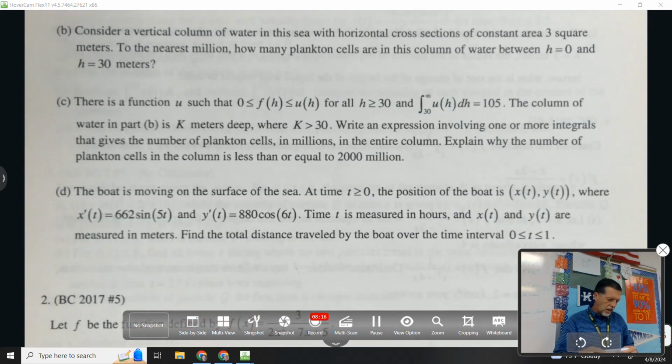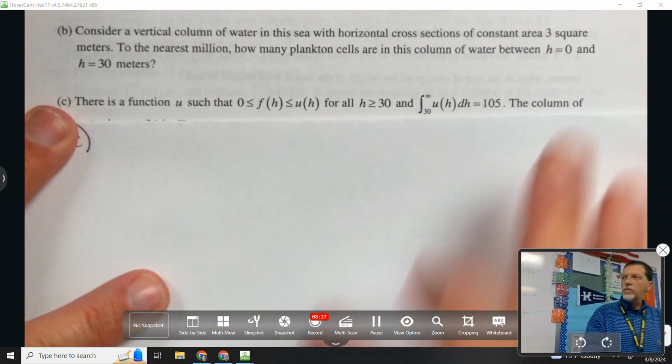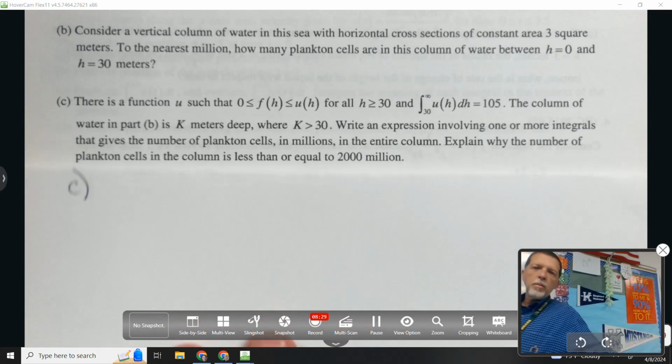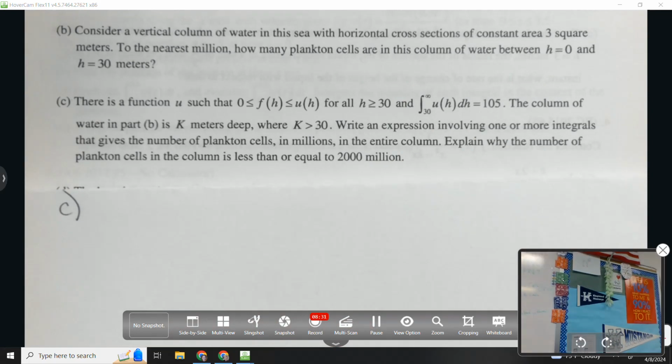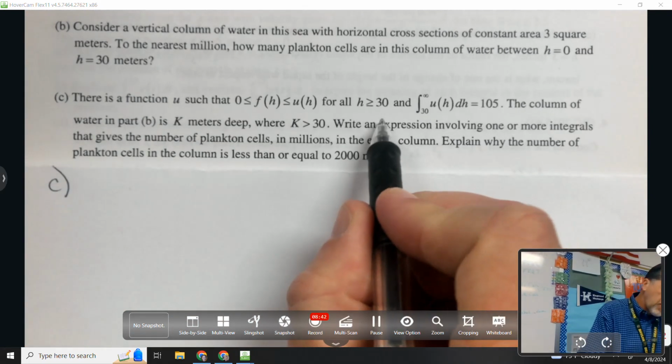Part C. There is a function u such that f of h is more than 0 but less than u of h beyond 30. Thank you. Oh, he's not here. So now we're past 30.